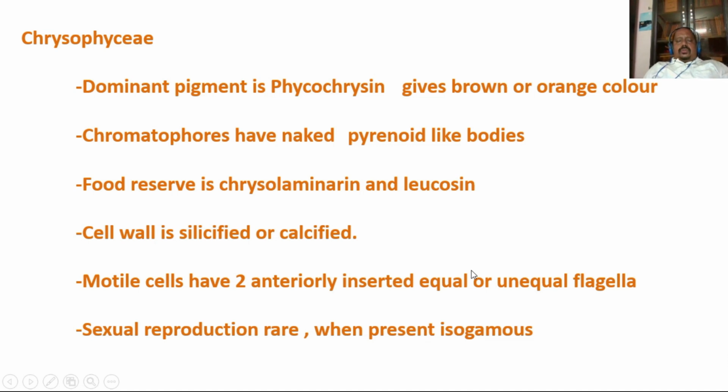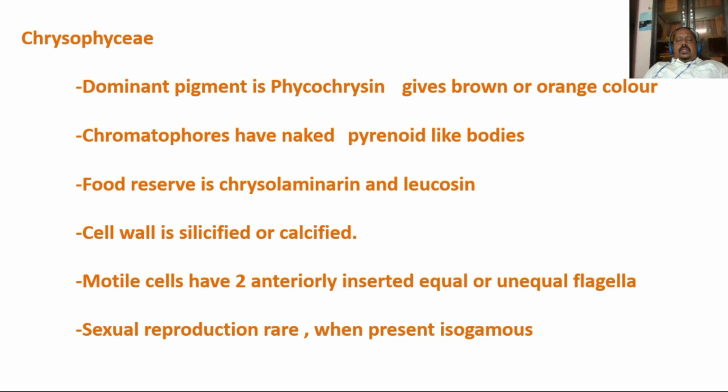Another group coming under algae is the Chrysophyceae. Here the pigment is phycochrysin, which gives a brown or orange color. This is a unique class proposed by Fritsch. Although they are brown in color, the chromatophores have naked pyrenoid-like bodies. The food reserve is chrysolaminarin and leucosin. The cell wall is silicified or calcified. That means on the surface of the thallus we can see silica deposits or calcium deposits.